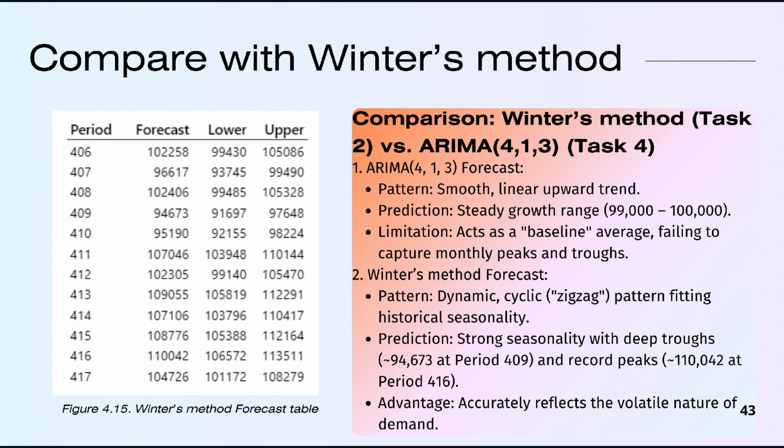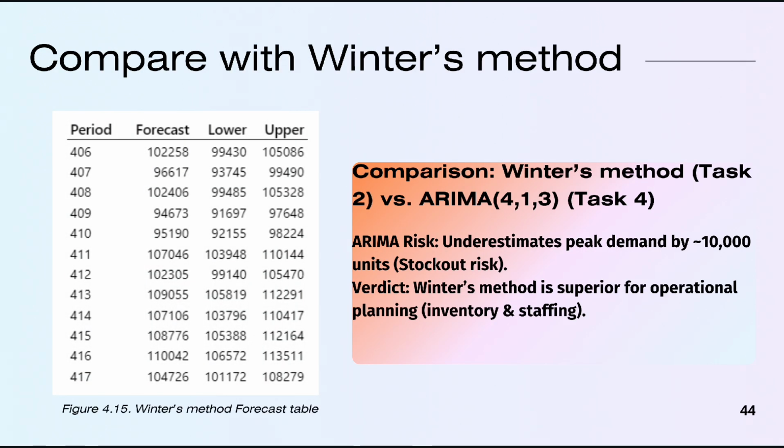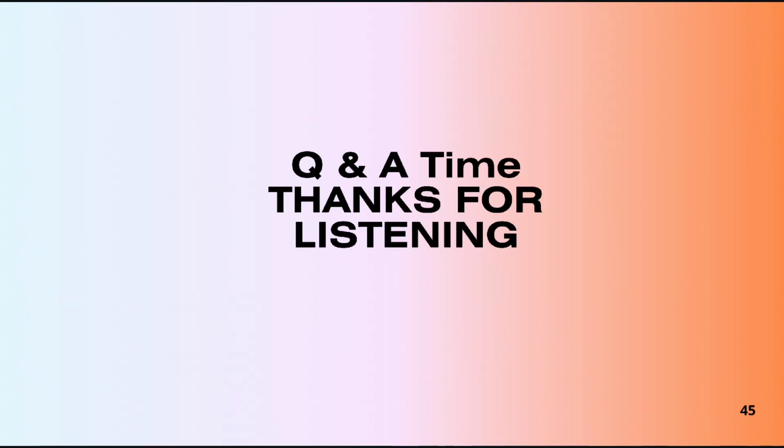The Winters method forecast shows a dynamic cyclic pattern fitting the historical seasonality, and its prediction shows strong seasonality with deep troughs and record peaks, accurately reflecting the volatile nature of demand. ARIMA risks underestimating peak demand by 10,000 units, like a stock-out risk, and the Winters method is superior for operational planning like inventory or staffing. So here is the end of our presentation. Thank you for listening.